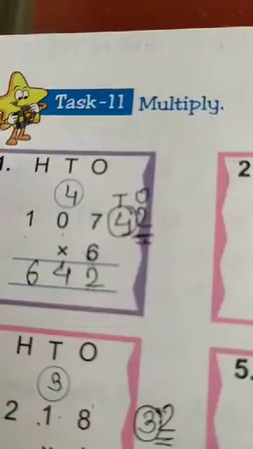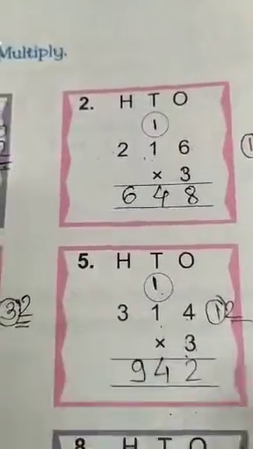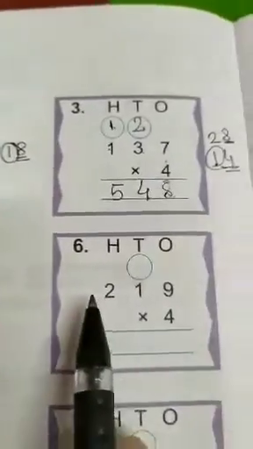Today we are seeing task 11, that is on page number 10. Okay, yesterday we completed how many sums? We completed up to 5. So today we start the 6th one.